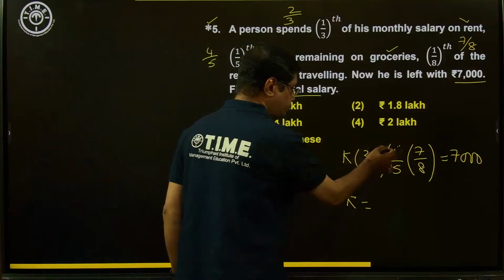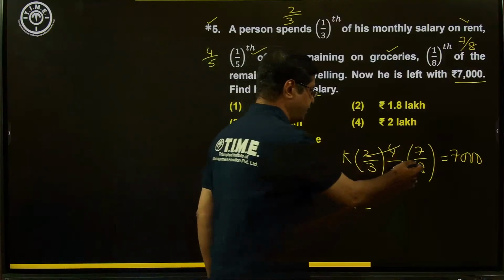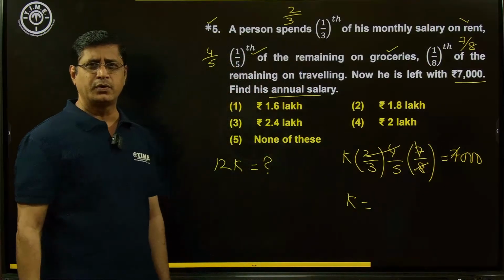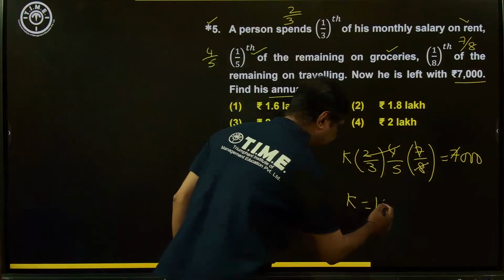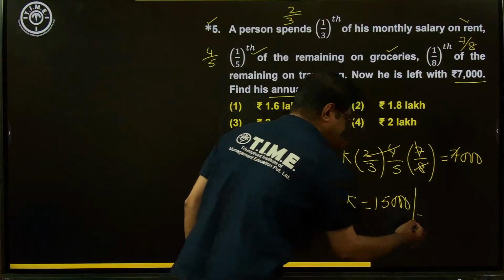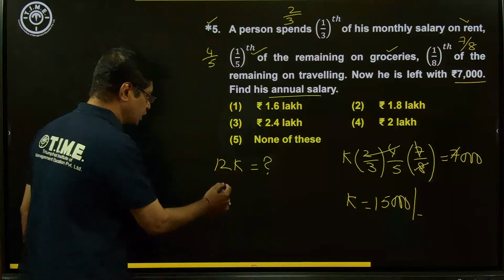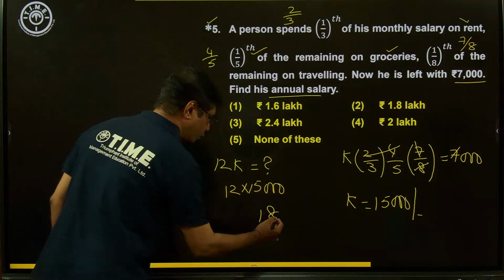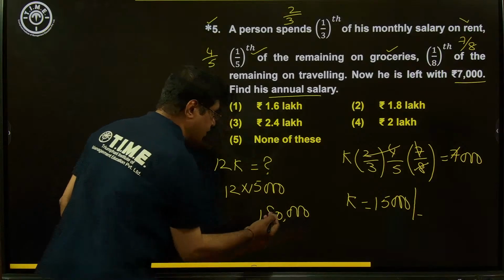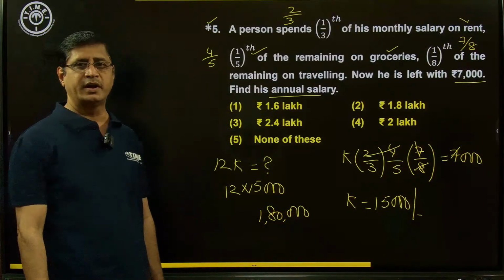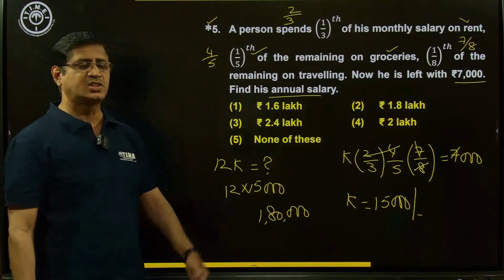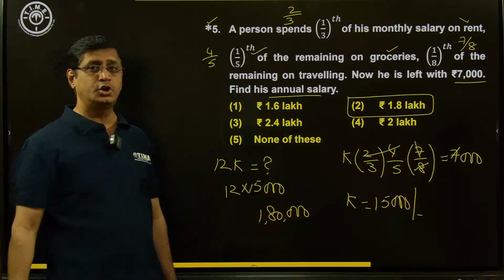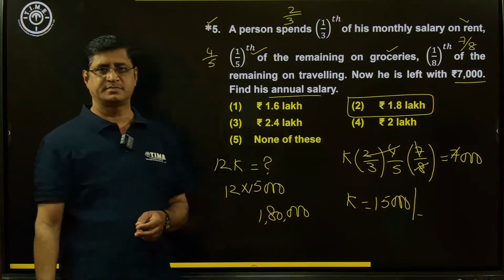Simplify. The product of 4 and 2, 2 into 4, that is 8. Now 7 and 7 get cancelled. 3 into 5, 15. Zeros are common here. What is the monthly salary? 15,000 rupees. What about the annual? Annual means 12 into 15,000. 12 into 15, 180. Now simplify, you'll get the answer. What is the answer? 1.8 lakhs. 1,80,000 means 1.8 lakhs. The right choice, option 2. Second choice is the right answer.